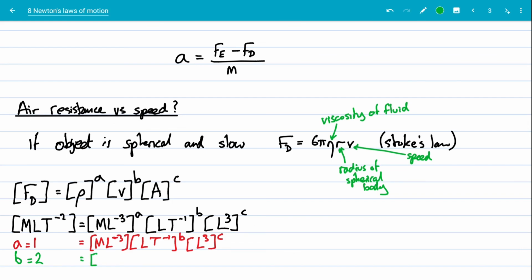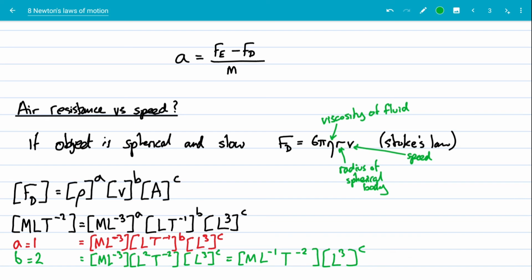Now, if b equals 2, this becomes m L to the minus 3 multiplied by L squared t to the minus 2. Now, I'm writing it like that because I'm going to do some cancelling in a second. L to the minus 3 and L to the 2 cancel, and that leaves me with L to the minus 1. Is that right? Yes, it will be. And we've still got a t to the minus 2 here. And then we've got L to the 3c.